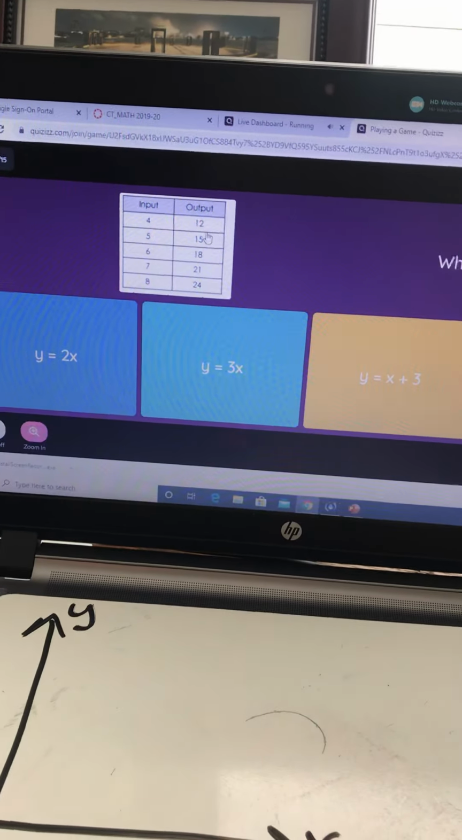These two in the end show addition, so I know I can eliminate those. Here I have 2x, which means multiply by 2. But here in the green I have 3x, which means times 3.